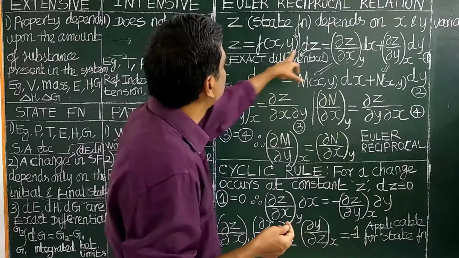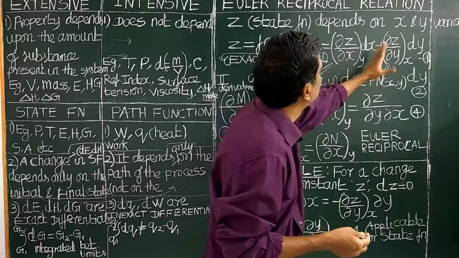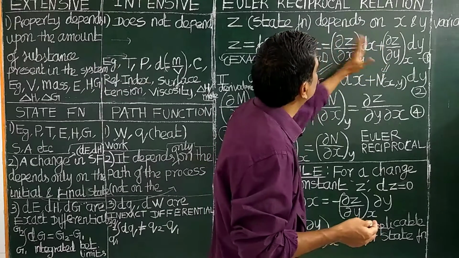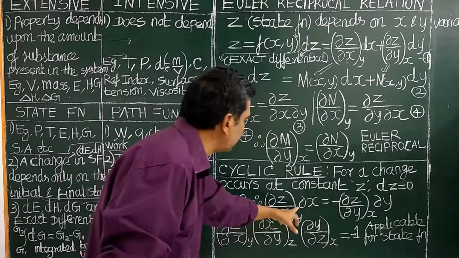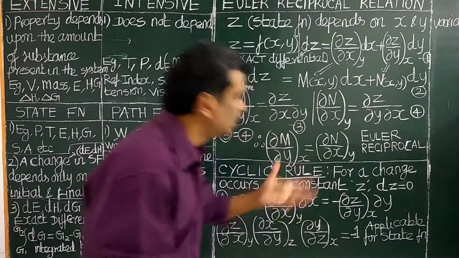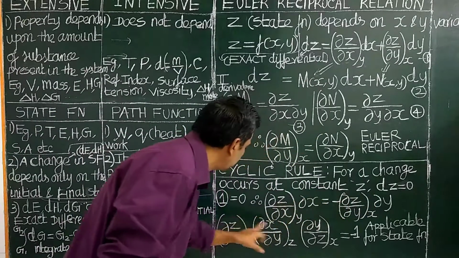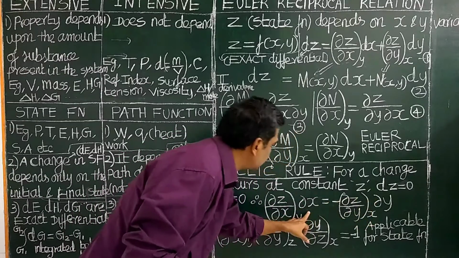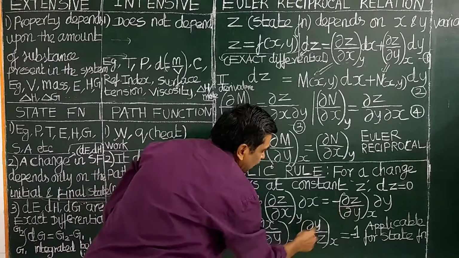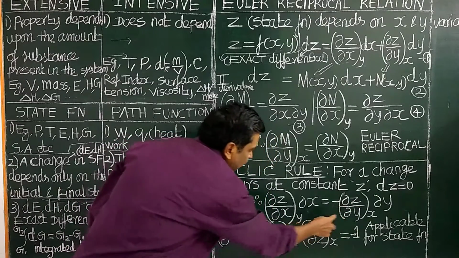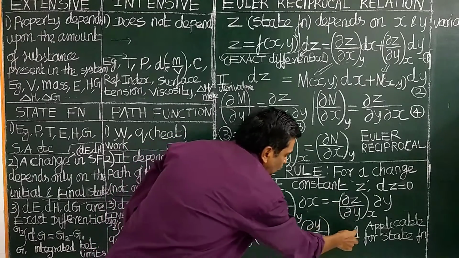dz equals 0. On substituting in equation 1, you put 0 here, then you bring this to the left-hand side and the right-hand side gets a minus. Therefore, you take dou y here, so dou x by dou y at constant z, and then this you bring here, so dou y by dou z at constant x equals -1.